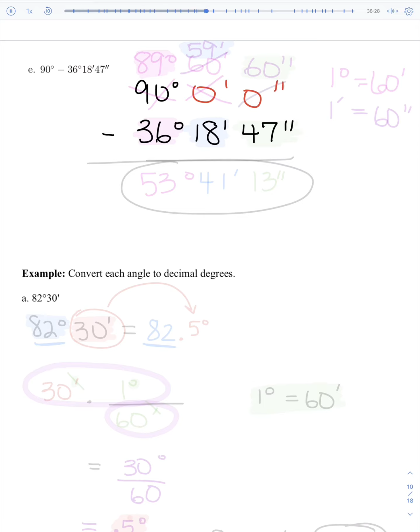So what we're going to do is start off with the biggest, which is the 90 degrees, and we're going to borrow. We're going to bring it down to 89 degrees and take that one extra degree and turn it into 60 minutes. I still don't have enough seconds to subtract, so I need to do one more borrowing. I need to take 1 minute and turn it into 60 seconds.